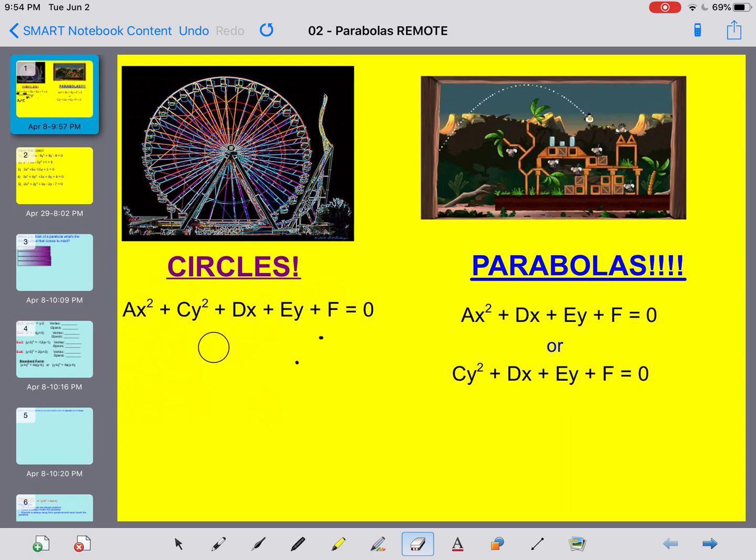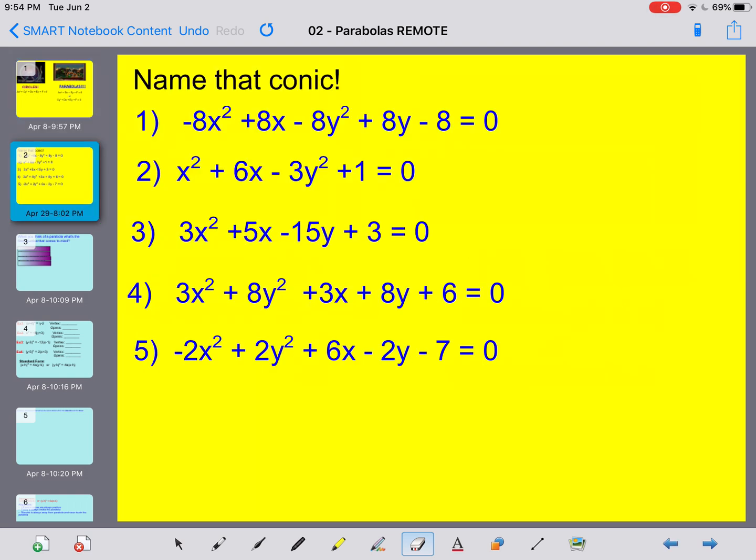So if we look back to our name that conic, right, here's a different set of conics. Pause the video and see if you can identify the circles and the parabolas. If you caught on to what we talked about last time, you can even challenge yourself to find the ellipse and the hyperbola. Go for it.